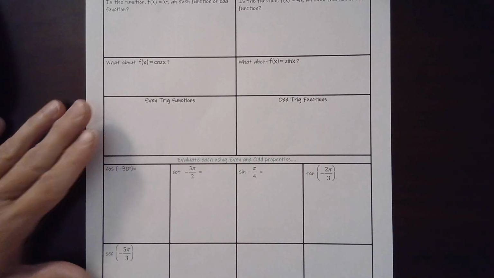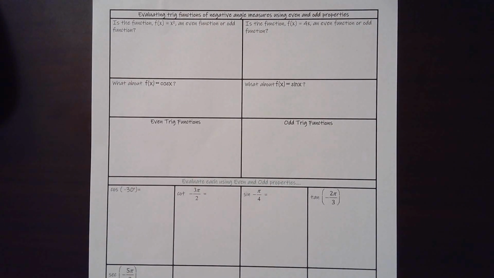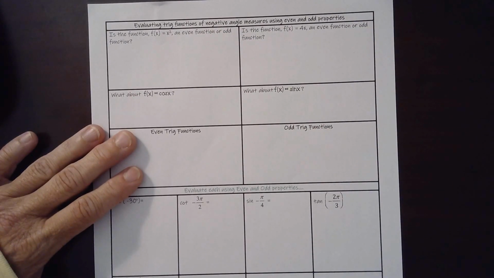So part 2 of lesson 4, we're going to revisit this idea of functions being even and odd, because that's going to give us another tool for evaluating trig functions of negative angle measures. So let's go back and revisit an old friend, the quadratic.